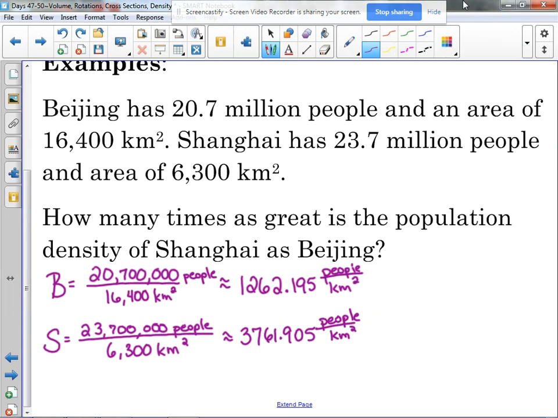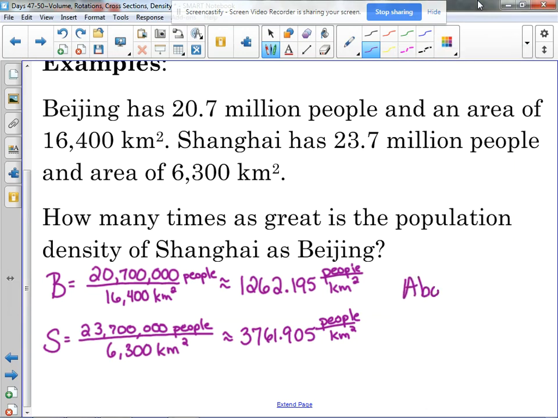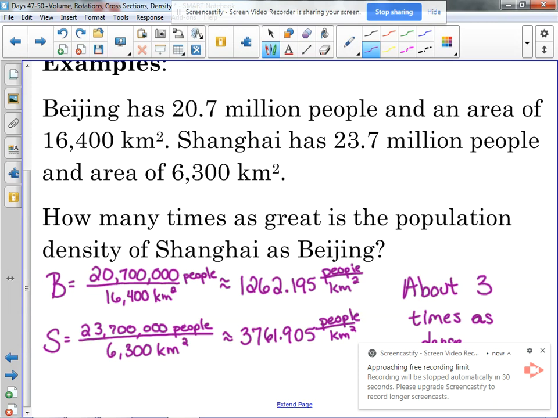So about how many times as big is that? Well, how about we divide? So about 3 times larger, or 3 times as dense. So for every unit of measurement in terms of space, Shanghai has about 3 times as many people as Beijing did. That's a lot.